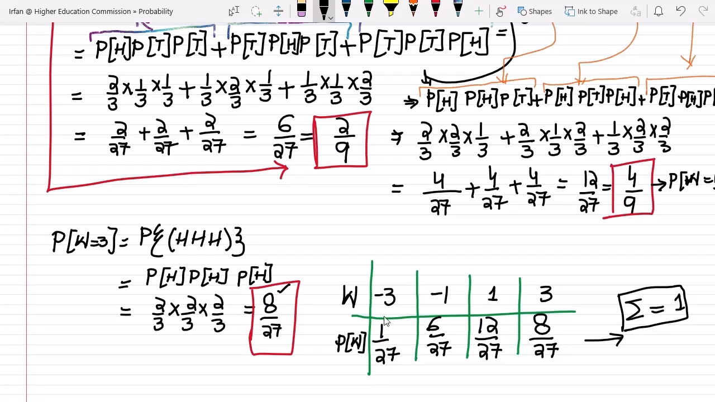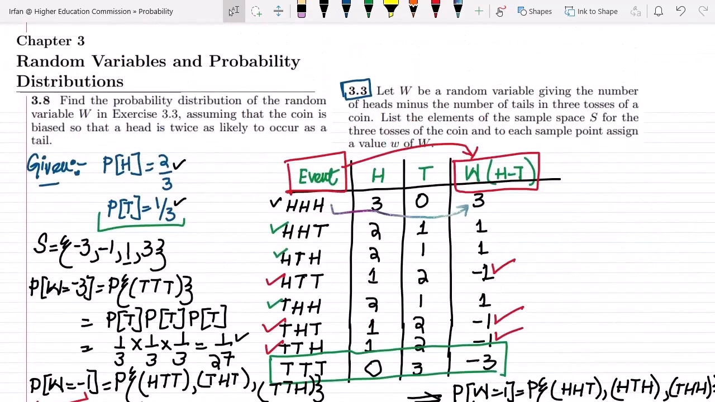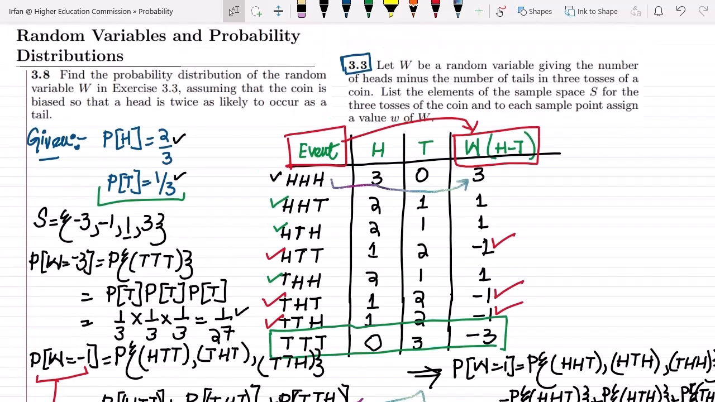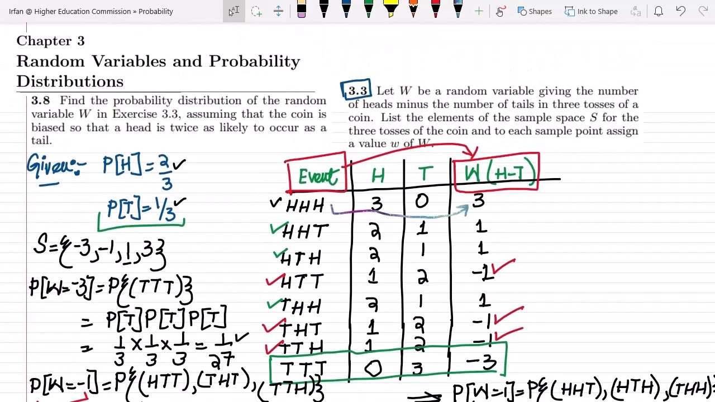Okay, so that's it for today, in which we have seen the solution of question 3.8, which was related to question 3.3, which we have previously seen.